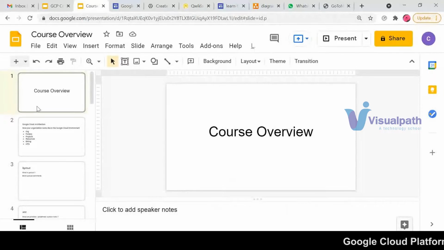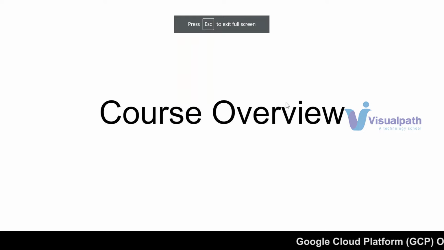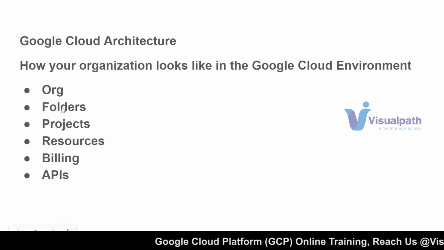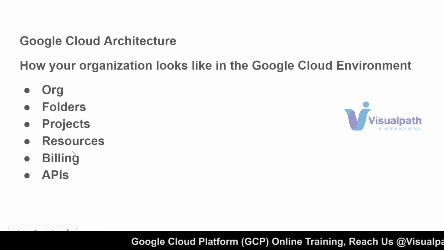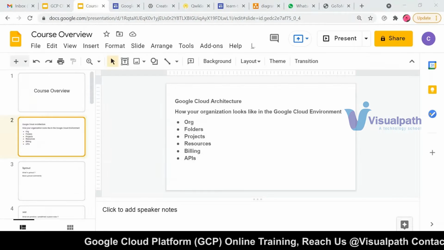So we'll walk through the course overview which I'll be covering. The first topic we'll be seeing is what is the Google Cloud architecture, how your organization looks like in a Google Cloud environment. Like what are organization, folders, projects, resource, billing, APIs and all. So for example, I'll just show you.